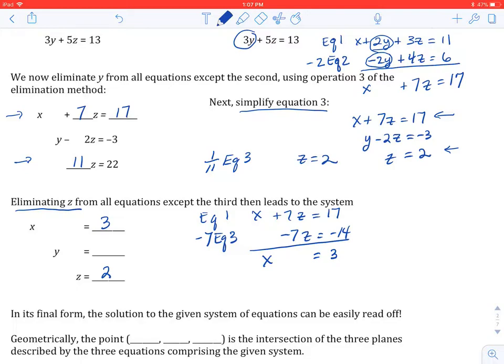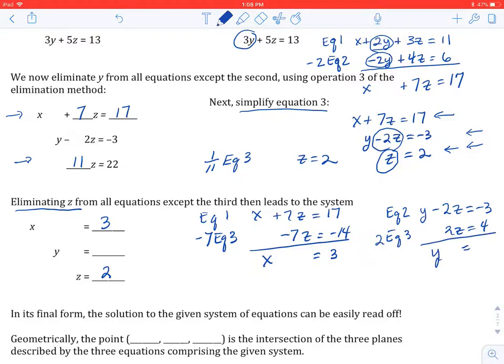Now we need to do the same thing with these two equations, equation 2 and equation 3. And let's see, if I write down equation 2, y minus 2z equals negative 3, notice that means I'll have to multiply equation 3 by positive 2. 2z equals 4. Add going down, y equals 1. So I'll put the 1 right there.